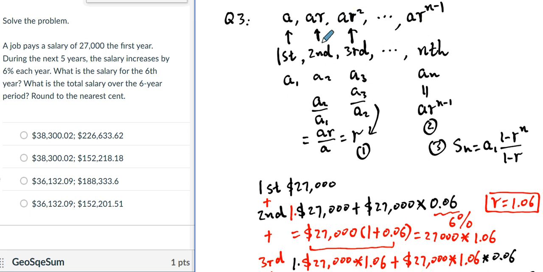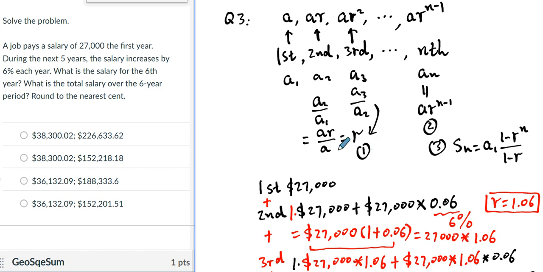Based on this comparison, we can say the nth term will be a sub n equals the first term times the common ratio to the exponent n minus 1. So always 1 less than the index. This is a very typical formula. In geometric sequences, we want to remember their 1, 2, 3 formulas.